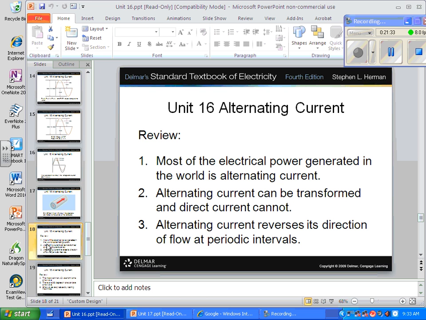All right. Alternating current can be transformed and direct current cannot. Edison versus Tesla. Alternating current reverses its direction of flow at a periodic interval. Well, what they mean by that is if in Europe they generate power at 50 cycles a second, here we do it at 60 cycles a second. That's all they mean by that. And the frequency, the 50 cycles and 60 cycles, affects the inductance or the capacitance.